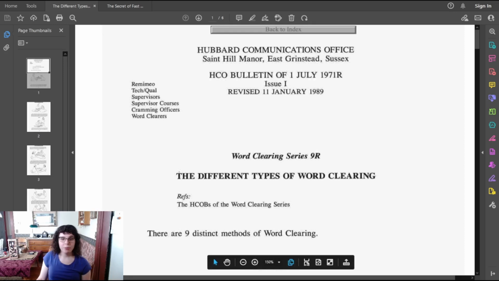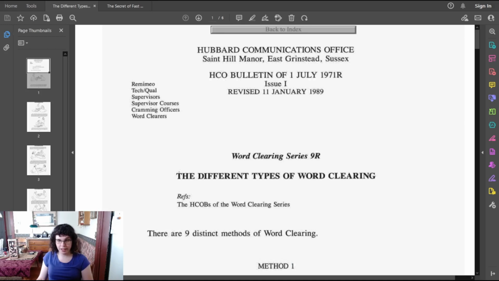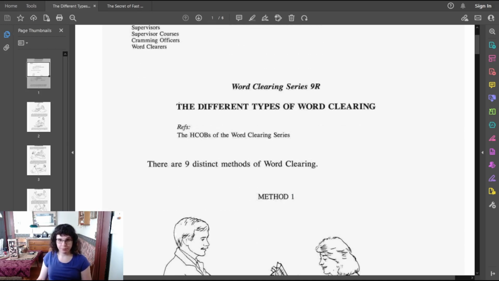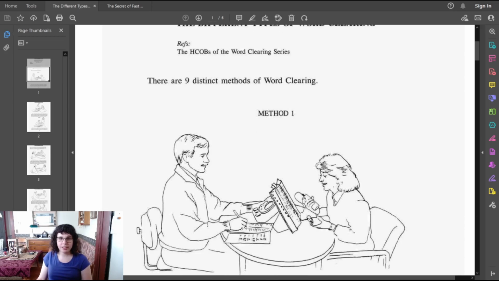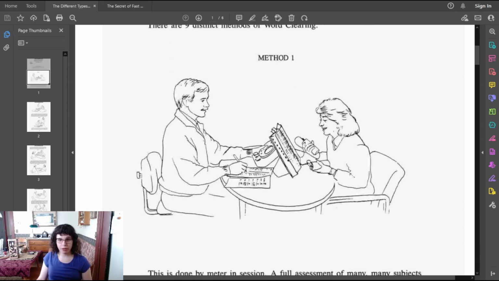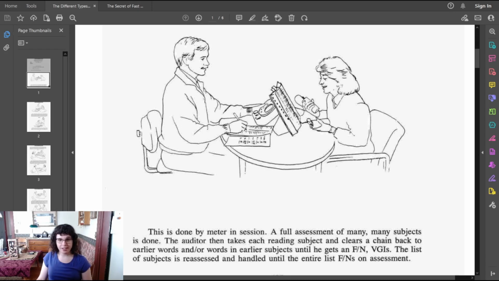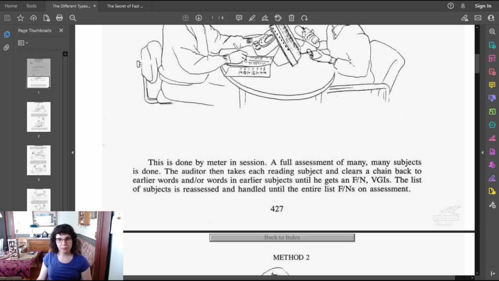So the first HCOB we have is called The Different Types of Word Clearing from 1 July 1971, revised the 11th of January 1989. There are 9 distinct methods of word clearing. Method 1. This is done by meter in session. A full assessment of many subjects is done. The auditor then takes each reading subject and clears a chain back to earlier words and/or words in earlier subjects until he gets a floating needle, VGIs. The list of subjects is reassessed and handled until the entire list is floating needles on assessment.